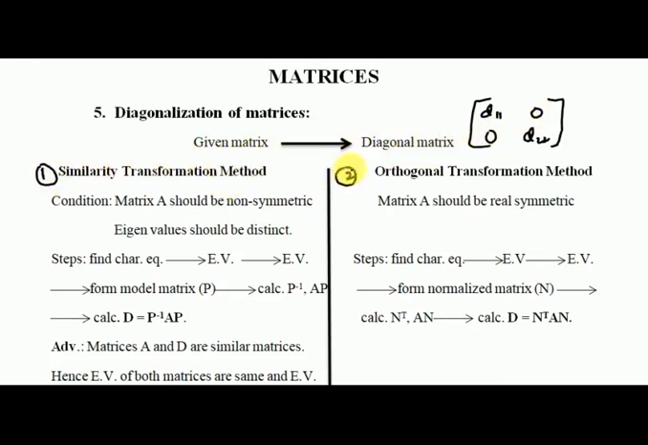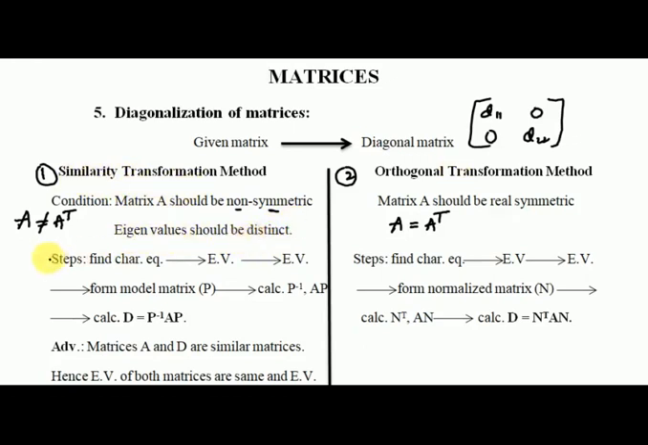But how do we select these methods means it depends on the given matrix. If the given matrix is a non-symmetric matrix, that is A is not equal to A transpose, then we can apply this similarity transformation method. And if the matrix is real symmetric, that is A is equal to A transpose, we can apply the orthogonal transformation method. And in similarity transformation method, we have one more condition, that is eigenvalues should be distinct. Then only we can diagonalize the given matrix into diagonalized form.